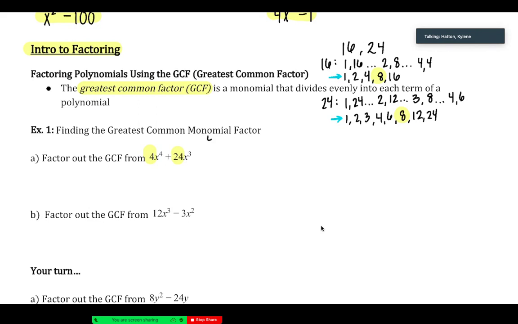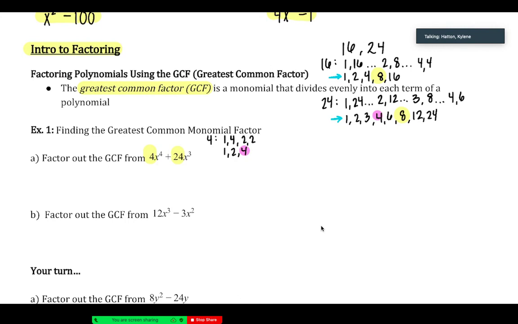But the factors of 4, that would just be 1 and 4, and then 2 and 2. And if I were to order those, it would just be 1, 2, and 4. So if I look at the greatest common ones between 4 and 24, that'd be 4.